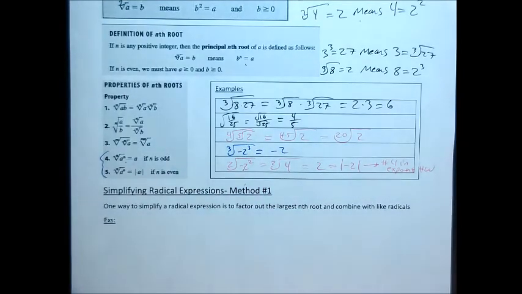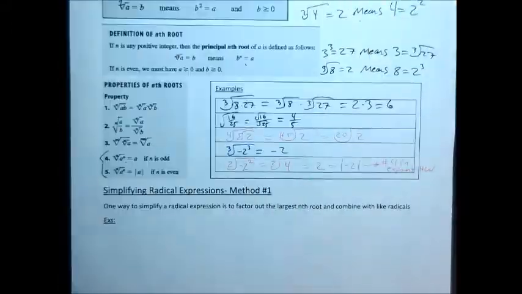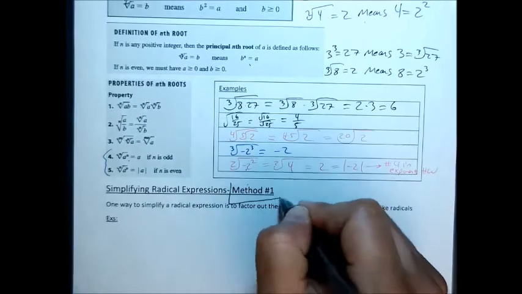Okay, now we're going to talk about simplifying radical expressions, just like we did on the last page with exponents, right? On the last page, we did examples where we simplified exponents, and we're going to do some examples here where we simplify radicals. But really, what we want to do is use the second method. So this is method number 1, you can see.